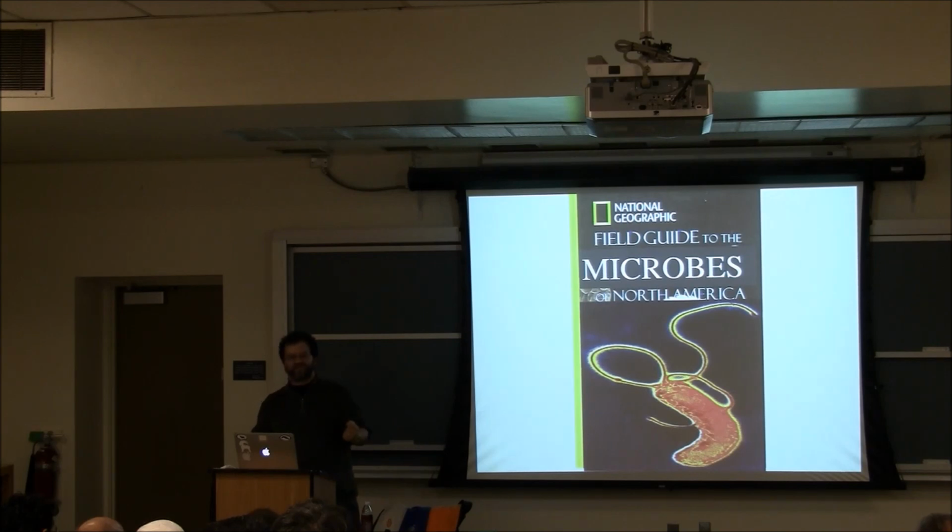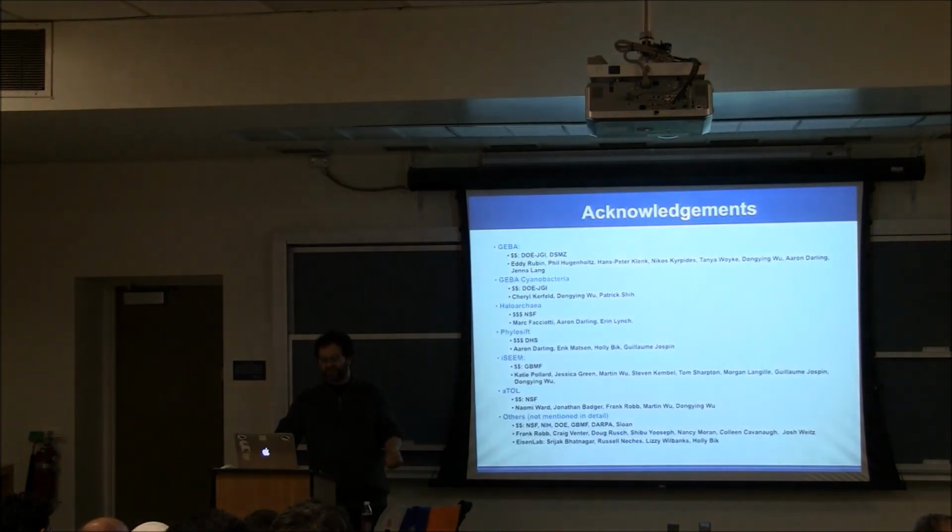It's not that sequence data is the only way to study microbial diversity. It certainly is not. But because it is so cheap now, and so easy now, and you're able to do this on a massive scale, it would allow us to potentially start to create a field guide to the microbes like we have with a field guide to the birds.